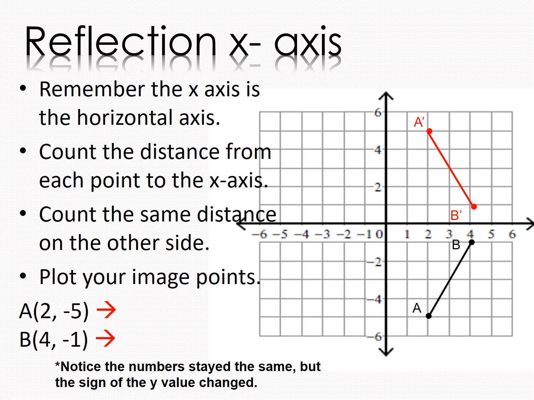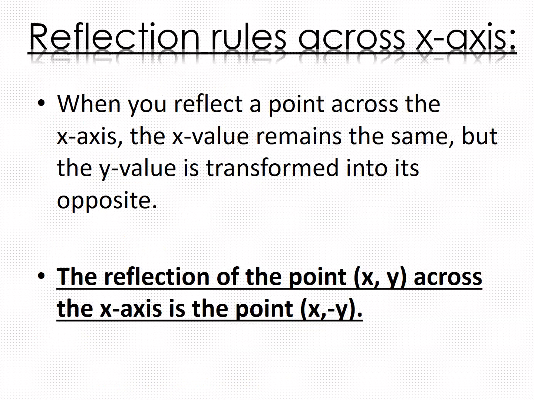Now again, reflection across the x-axis is going to be reversed. The x value is going to stay the same. The y value is going to be negated or flipped. So if it's negative, it becomes positive. If it was positive, it becomes negative. So if we've got the point 2, negative 5, which is point A, and we flip it over the x-axis, we now have 2, positive 5. Okay? And again, flipping it over the x-axis, the x stays the same, the y becomes negative, or if it was negative, it becomes positive.